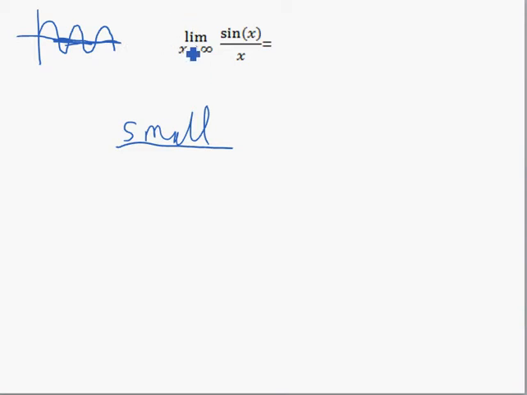But if x is going to infinity, then this denominator is going to get very big. And what happens is we have a small number divided by a big number, and x is getting bigger and bigger and bigger, greater and greater and greater. So we end up with a small number over a huge number, and it's just getting smaller and smaller and smaller, and that heads to 0.